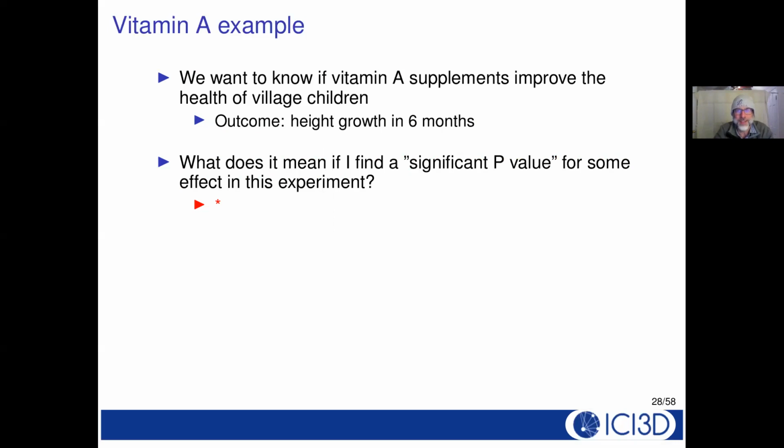So what does it mean if I find a significant p-value for some effect in this experiment? It's really frustrating to me. I'd really like to be able to engage with you about the answer. Since we can't, I want you to get up, stretch, all with the computer paused, and then come back and think about how you would answer the question if I pointed at you and forced you to answer. If I study the outcome of height growth and I find that the p-value is significant, what would I conclude?